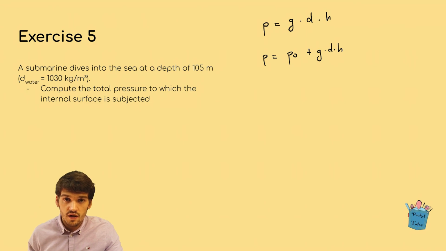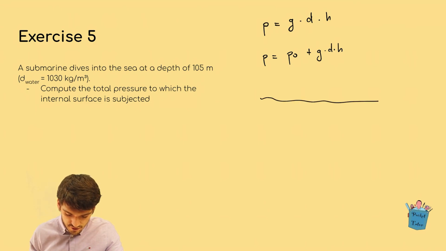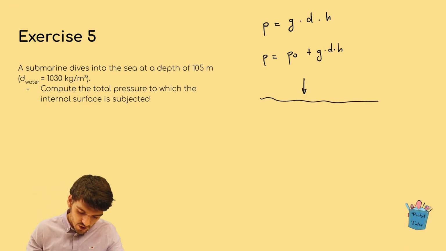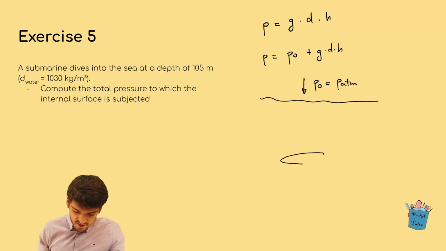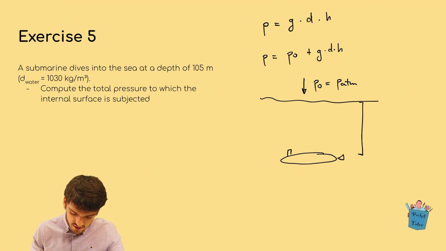Now let's draw a scheme of the problem. We have the water surface, on top of which we have the atmospheric pressure that we can call P0, that is acting on the water level, and then we have a submarine, which is at 105 meters in depth.